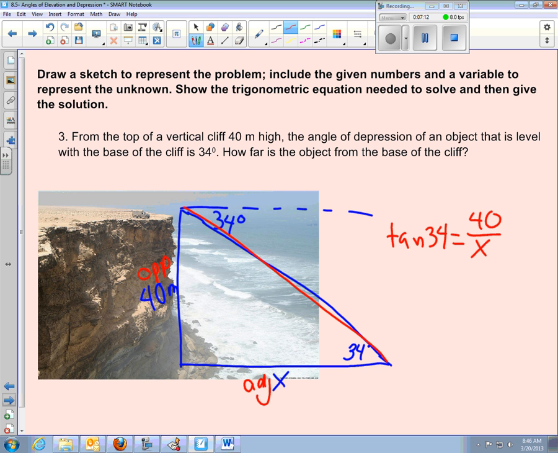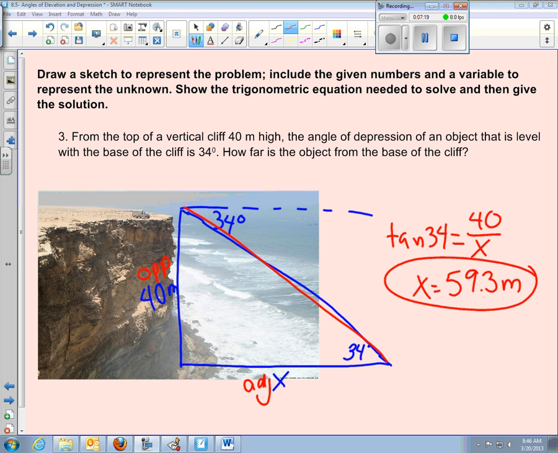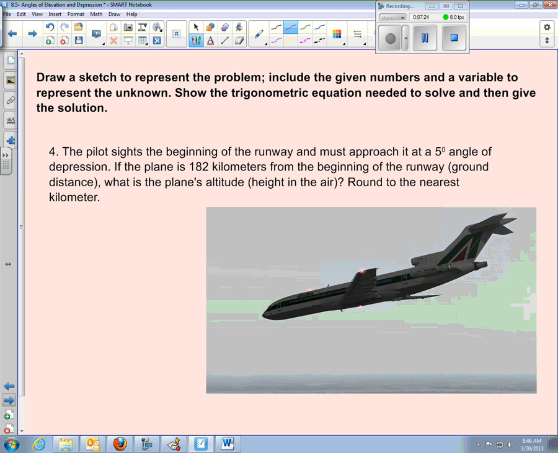All right, so I set that up for you. You pause the video and you go ahead and do the math for this and come back and see if you got the right answer. Did you end up with 59.3 meters? I sure hope so.